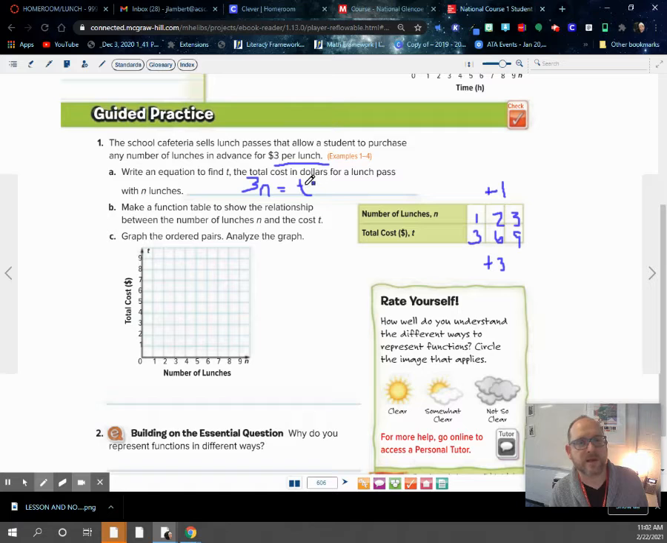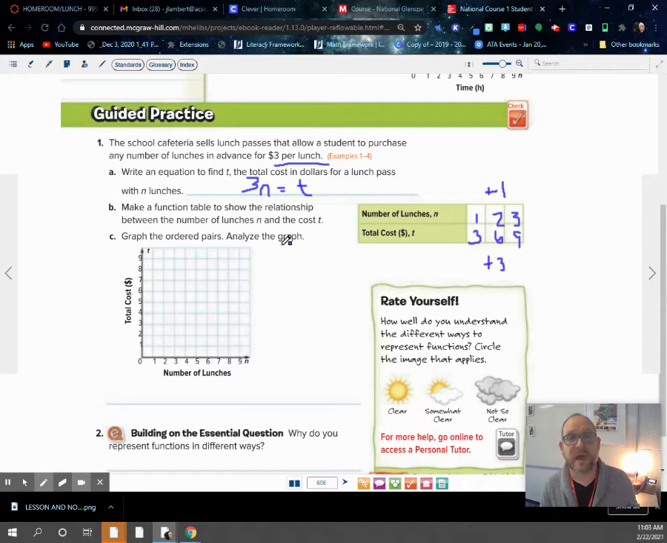And we can check that on our board over here. If I plug in a 1, 3 times 1 is 3, and that is my answer. If I plug in a 2, 3 times 2 is 6, and that's what I have here. 3 times 3 is 9, and that's what I have in my chart. So this is an accurate representation of our function. This would be a representation of our function rule. We can also use that along with our table to represent our function.